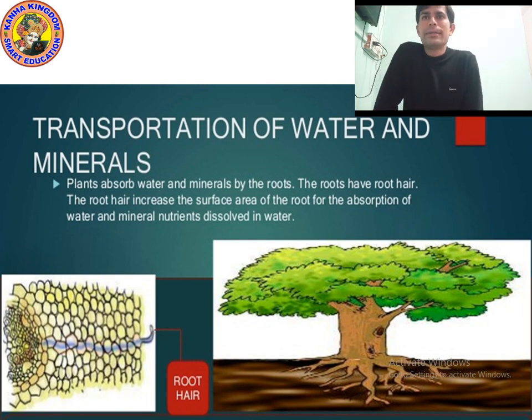Okay, and the stomata are present in the leaves. Stomata are actually small pores through which plants exchange gas. Yes, they take in carbon dioxide and release oxygen during photosynthesis. I hope you understood. Now let's move on to the last point.